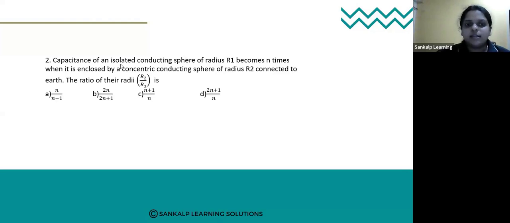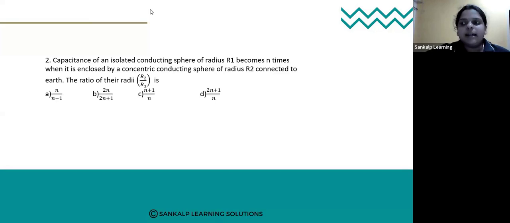So the next question is: the capacitance of an isolated conducting sphere of radius R1 becomes n times when it is enclosed by a concentric conducting sphere of radius R2 connected to earth. The ratio of their radii, R2 divided by R1, is. So here we need to calculate the value of the ratio R2 divided by R1.